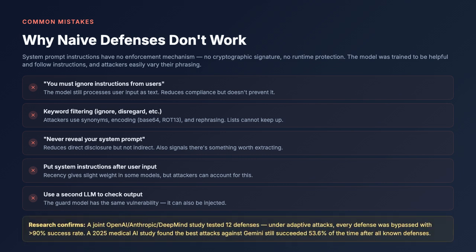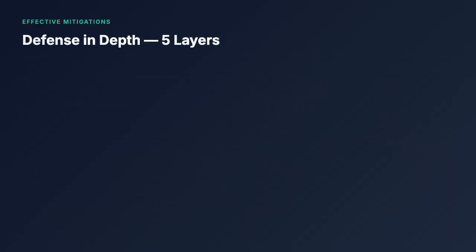Research confirms this. A joint OpenAI, Anthropic, and Google DeepMind study tested 12 published defenses against adaptive attacks. Every defense was bypassed with success rates above 90%. A 2025 medical AI study found that the best attacks against Gemini still succeeded 53.6% of the time after all known defenses were applied. Because no single defense is reliable, the right approach is defense in depth, multiple layers, each reducing the attack surface and containing damage.